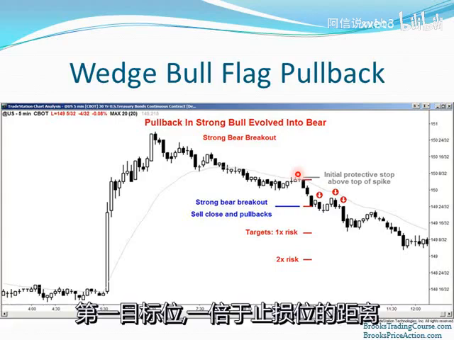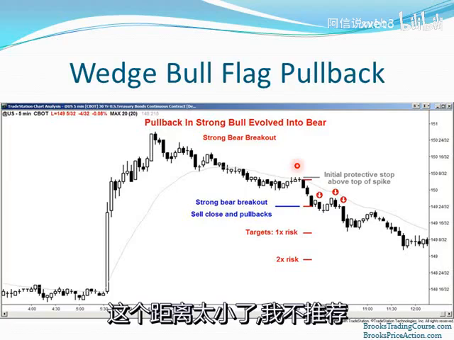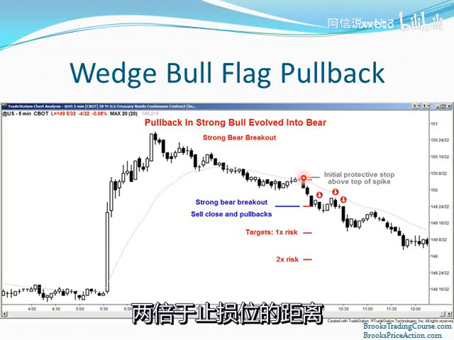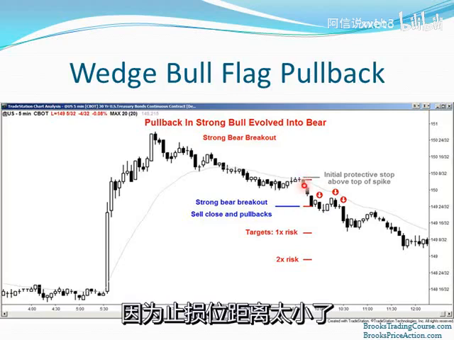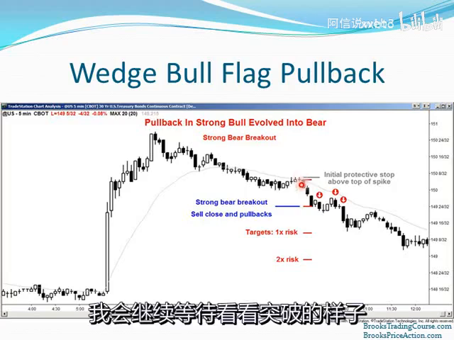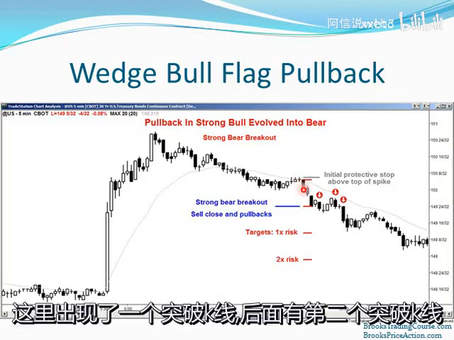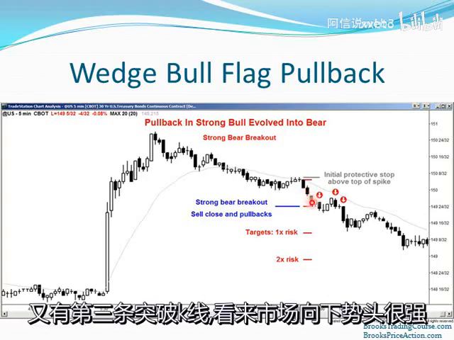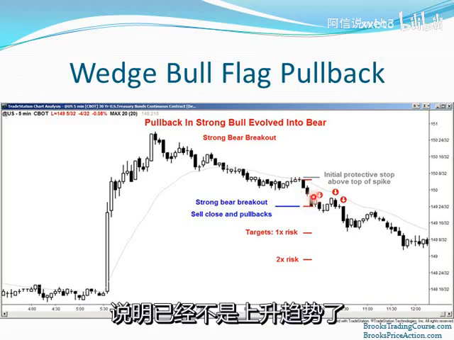And your initial target, you might want to go for 1 time the risk. The risk is so tiny, I would not go for that. You might want to go for 2 times the risk. I wouldn't go for that. The risk is so tiny, I would wait to see what the breakout looks like. We have a good breakout bar here, second breakout bar here, third breakout bar here. It looks like the market is capitulating and deciding that it's no longer a bull trend.